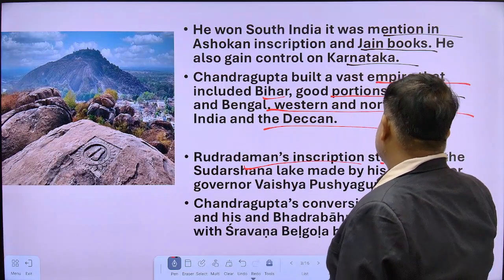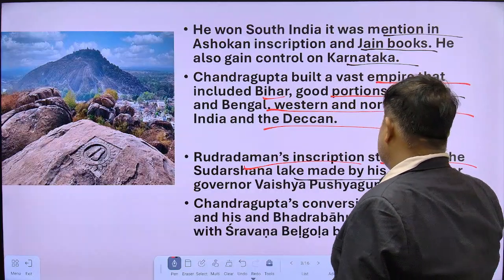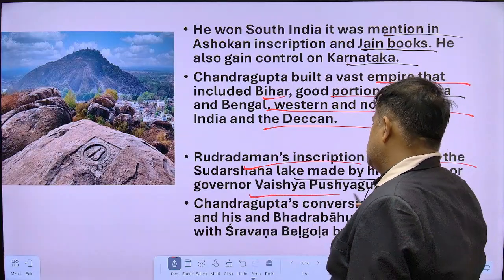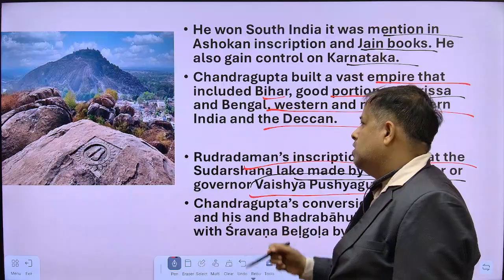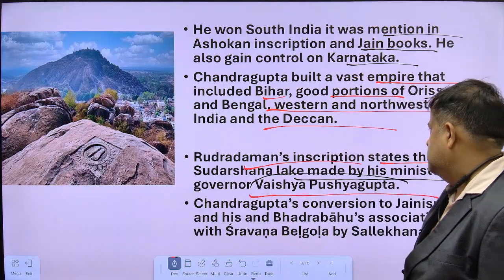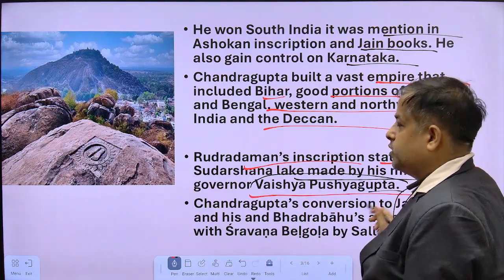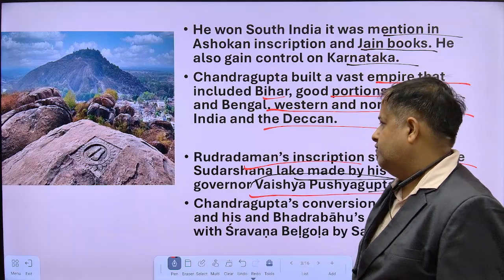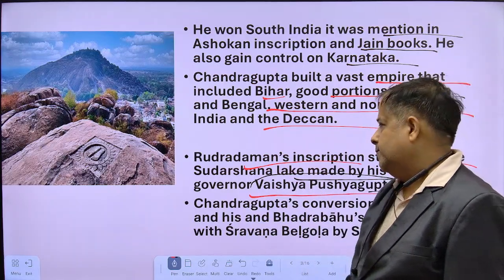Rudradaman's inscription states that the Sudarshan lake was made by his minister or governor Vaishya Gupta. So beta, who made the Sudarshan lake? It was made by Vaishya Gupta, who was the minister of Chandragupta Maurya.